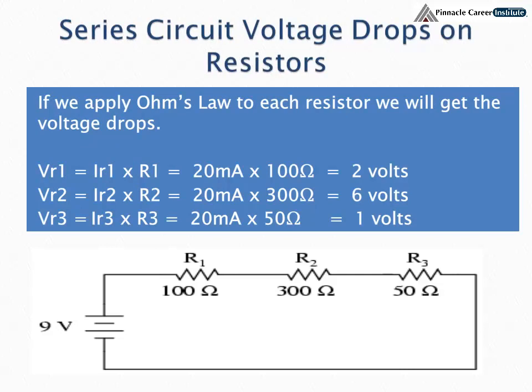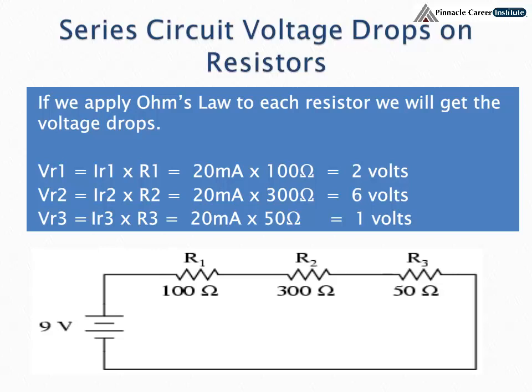The next thing we need to solve for in this problem is the voltage drops on each of the different resistors. If we apply Ohm's law to each resistor, we'll get the voltage drops. We know what the current is in each resistor because we just found our total current, and our current through each resistor is the same. So now we have the current and we have the resistance values we had at the beginning of this practice. So now we just take I times R.